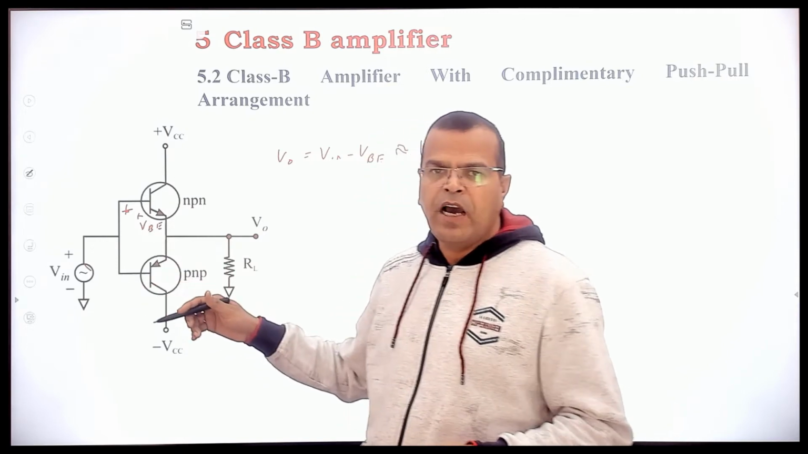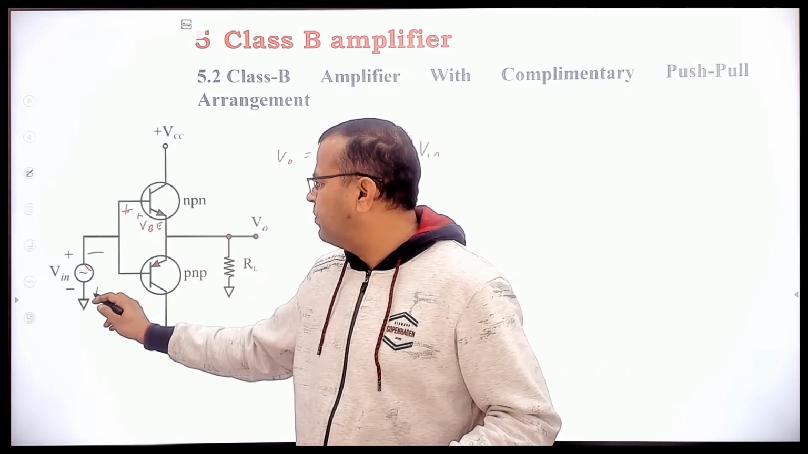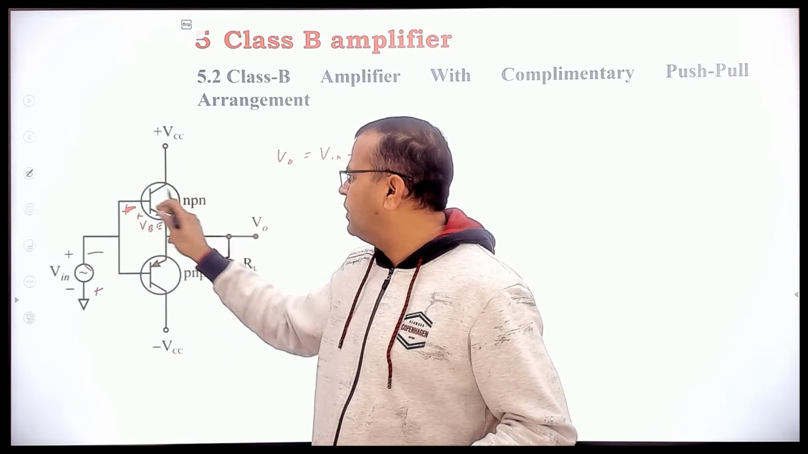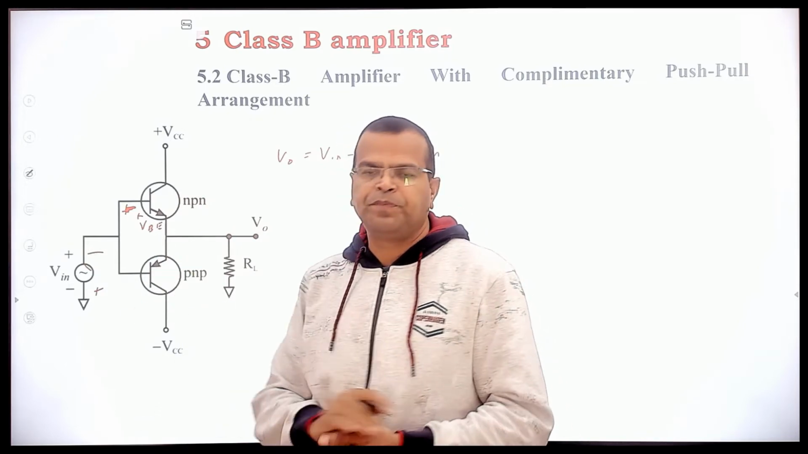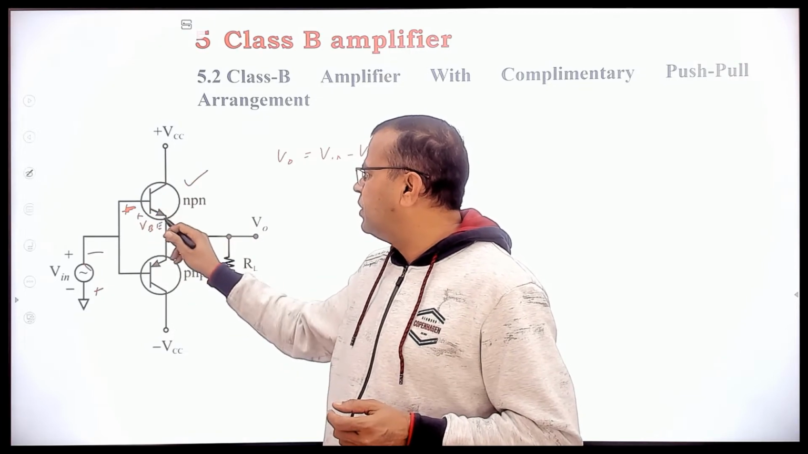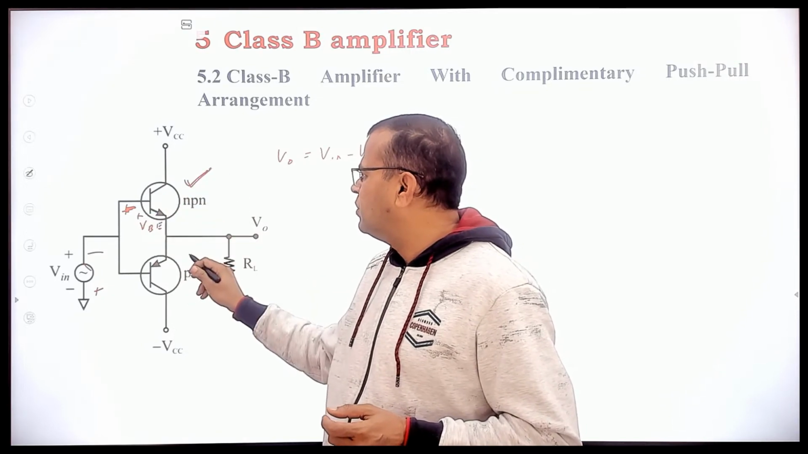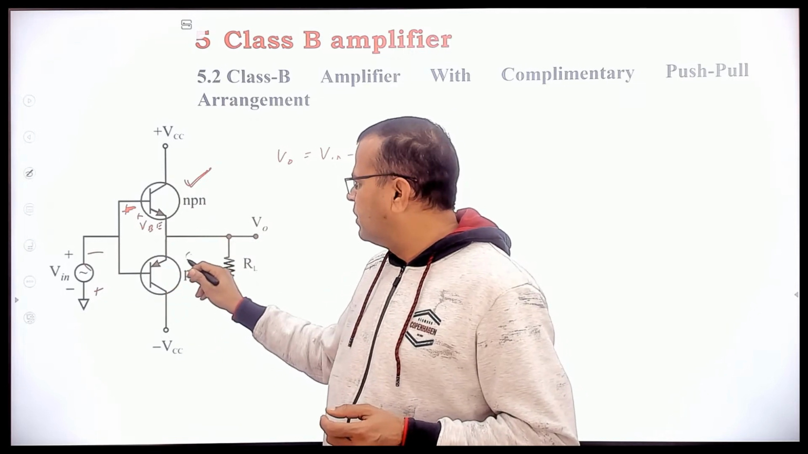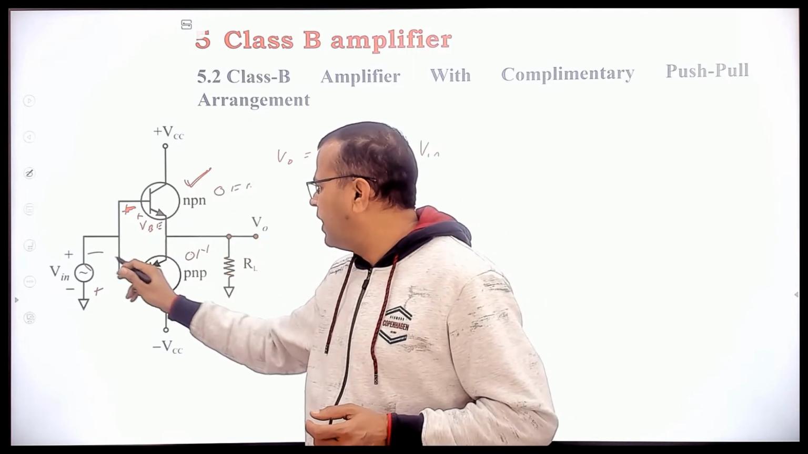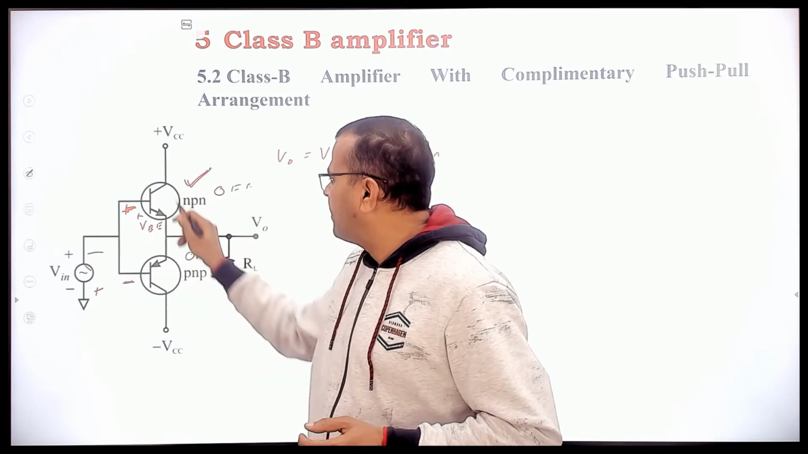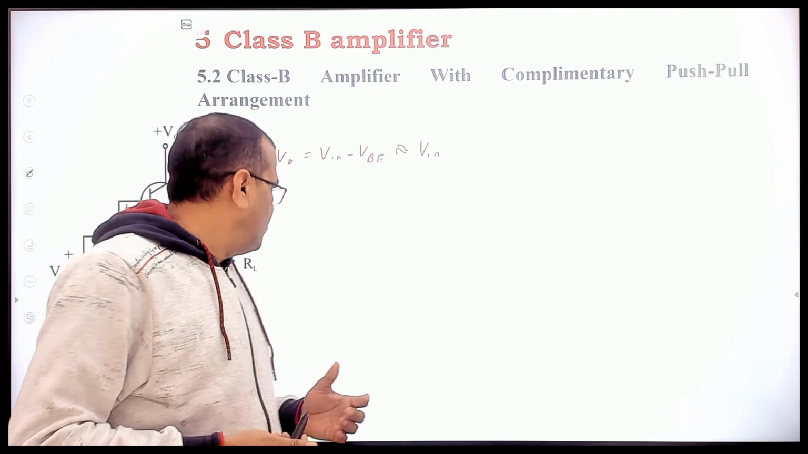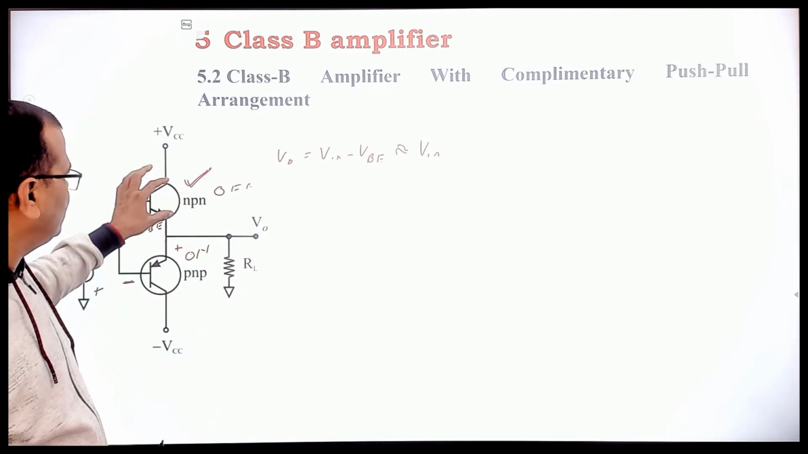Now in the second half, when this is negative, this is positive, so NPN will be reverse biased and this will be forward biased. So during the positive half cycle, NPN is forward biased, this junction is forward biased, so the NPN transistor is on and this is off. During the negative half cycle, this is on and this is off. Why? How is this on? Because when this is negative, supply voltage will come here, it will be positive and it will be on. So during the negative half cycle, this is on. During the positive half cycle, this is on.